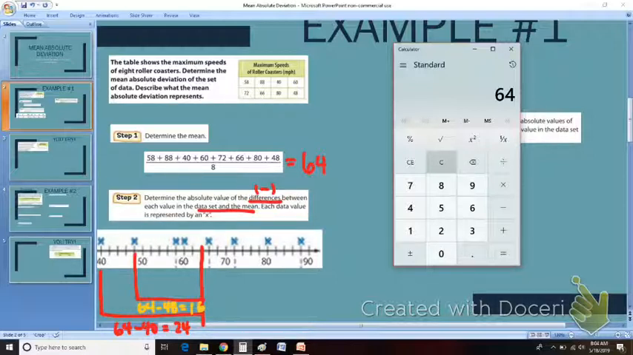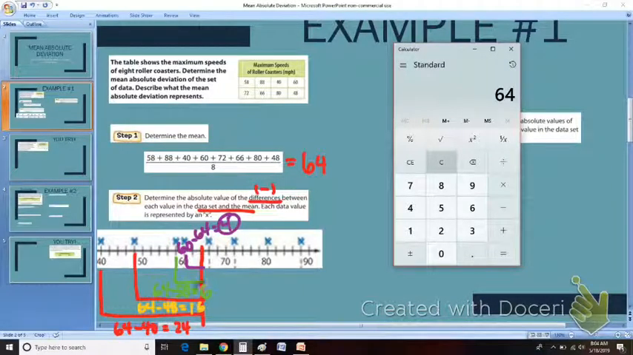Okay, and then I'm going to do it again. Let's see what number is that. 52, 54, 58 to our mean, so 64 minus 58. Okay, we get 6. And then lastly, 60 minus 64. You can barely see that color. Okay, so 60 minus 64, we get 4.